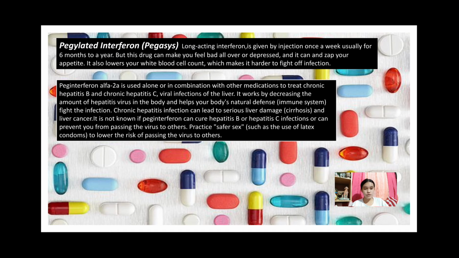Pegylated interferon, or Pegasys, is a long-acting interferon injected in the body, usually once a week for 6 months to a year. This drug can be used alone or in combination with other medications to treat hepatitis B, hepatitis C, and other infections in the liver. It works by decreasing the hepatitis virus in our body and helps our immune system fight against the viruses. Hepatitis infections can lead to cirrhosis or severe liver damage and liver cancer.